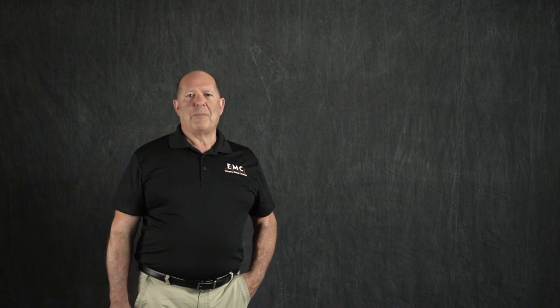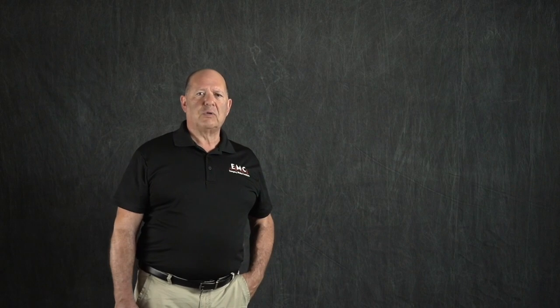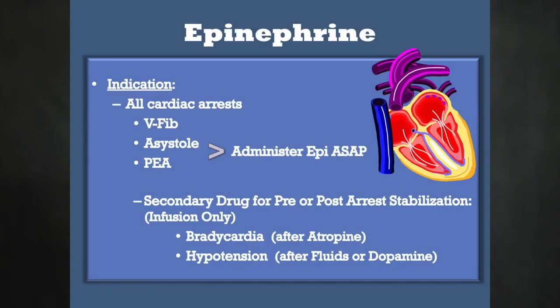So when we talk about actual medications and drugs that we're going to be pushing into the patient in cardiac arrest, the first and the most common drug that we use is epinephrine or adrenaline. Remember that epinephrine is used in all cardiac arrest rhythms. And the 3 main cardiac arrest rhythms would be ventricular fibrillation, which is the same as ventricular tachycardia without a pulse, asystole, or PEA, pulseless electrical activity. Epinephrine can be used as an infusion in a patient who has refractory, that is, not responding to other treatments, bradycardia or hypotension, or a combination thereof.